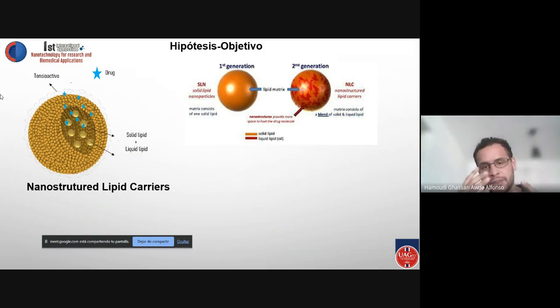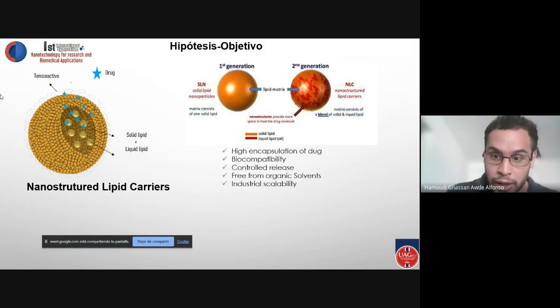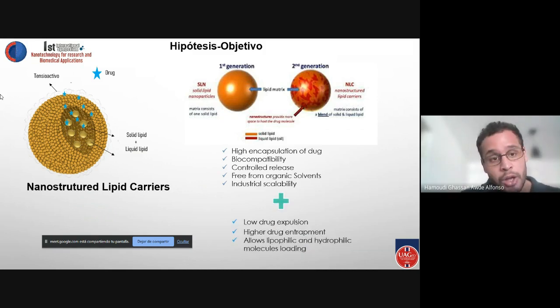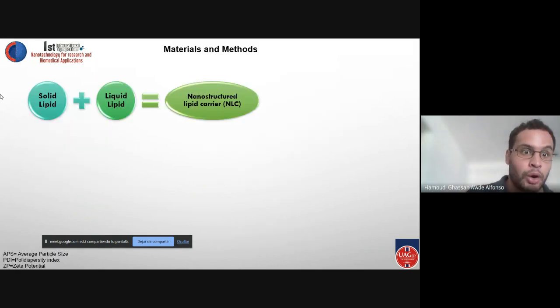Nanostructured lipid carriers are basically an evolution of solid lipid nanoparticles, where we also add a liquid lipid to the matrix, meaning we have a nanoparticle with high encapsulation of drug, biocompatibility due to the lipids we choose, and controlled release. The procedure for preparation of these nanoparticles is free from organic solvents, and it can be scaled up to industry. Also, by adding the liquid lipid, we improve the drug entrapment, we reduce drug expulsion, and we also allow the loading of hydrophilic molecules.